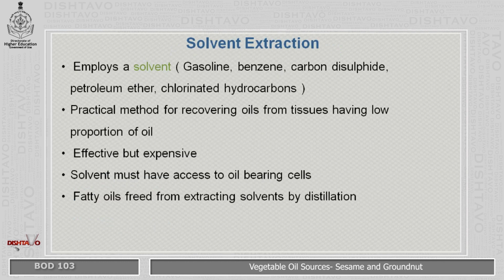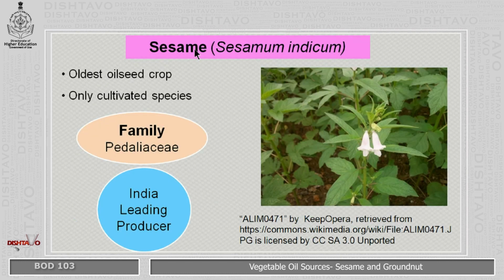Then we have the solvent extraction, wherein we employ a solvent like gasoline, benzene or carbon disulfide. It's a practical method for recovering oils from tissues having a low proportion of oil. It is effective, but it is expensive. The solvent must have access to the oil bearing cells, and the fatty oils are freed from the extracting solvents by distillation. Now we will study sesame as a source of vegetable oil.